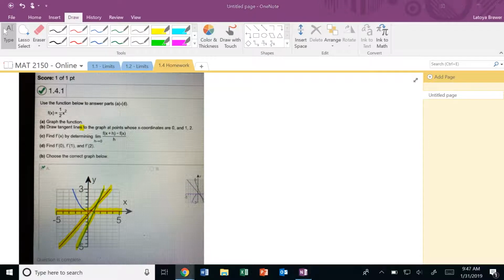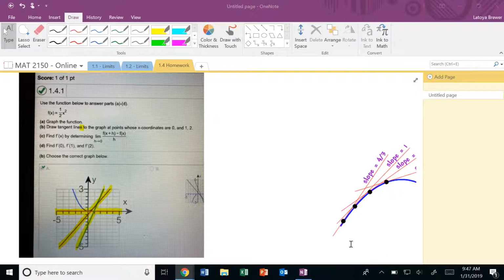And I don't know if there's any way that I can put an image in here. Give me just a moment. You can go on Google, just type in tangent lines. Let's see if I can download, save image. Okay, so good job.